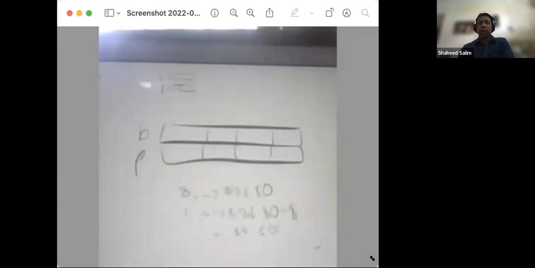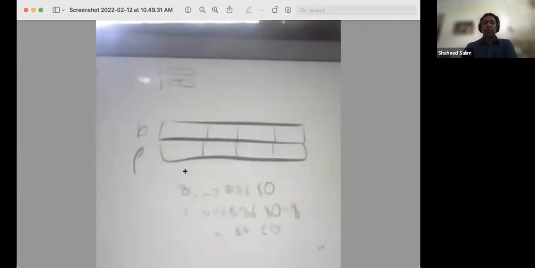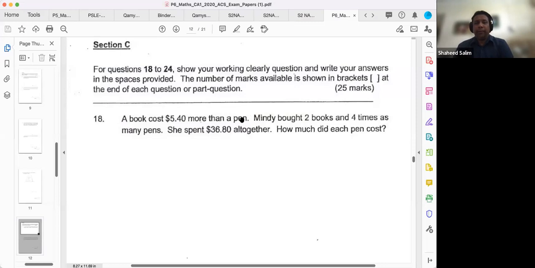So let us look at your model now. This one is book, is it? This one is pen. But your model showed he bought 4 books and 4 pens, and each of the book costs the same as the pen. So now we got to draw one by one. Let us draw from the very beginning.